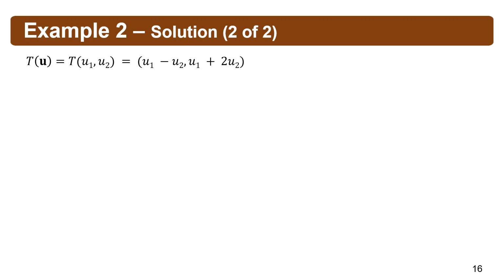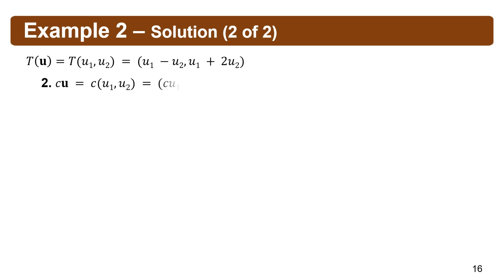So in here we just need one vector, no? Because we just have to prove the scalar multiplication with a vector. So this time I'm going to use U. So U sub 1 and U sub 2, and according to the rule of the transformation, the first component must be U sub 1 minus U sub 2, and the second component is U sub 1 plus 2U sub 2.